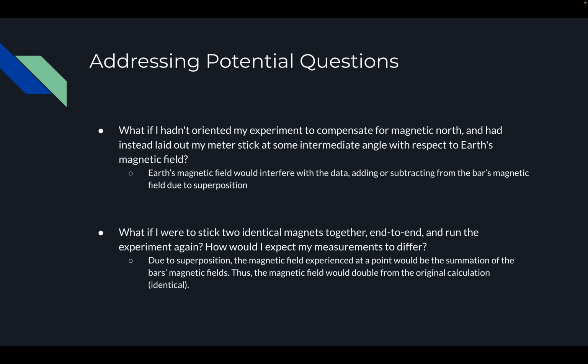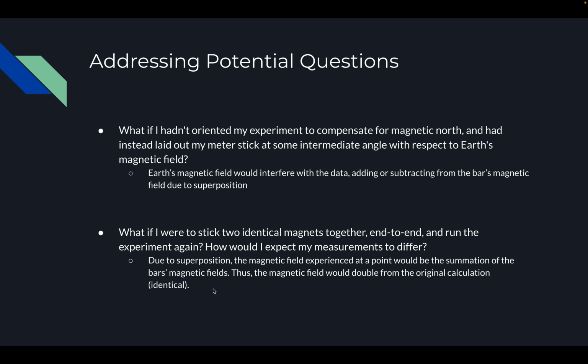So, addressing some potential questions. What if I hadn't oriented my experiment to compensate for magnetic north, and I had instead laid out my meter stick at some intermediate angle with respect to Earth's magnetic field? Well, Earth's magnetic field would interfere with the data, adding or subtracting from the bar's magnetic field, the net magnetic field experienced at the phone due to superposition.